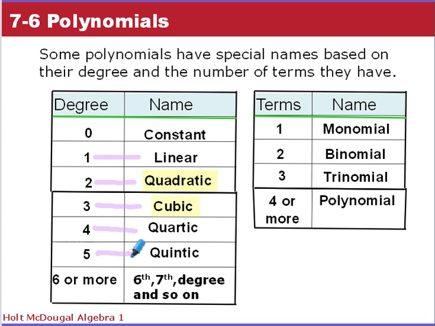For the terms, when there's only one term, it's a monomial, 2 terms is a binomial, 3 terms is a trinomial, 4 or more is just a polynomial. And one way to remember all these is just look at the prefix. Tri is 3, bi is 2, mono is 1. So you can classify a polynomial based on its degree and name.